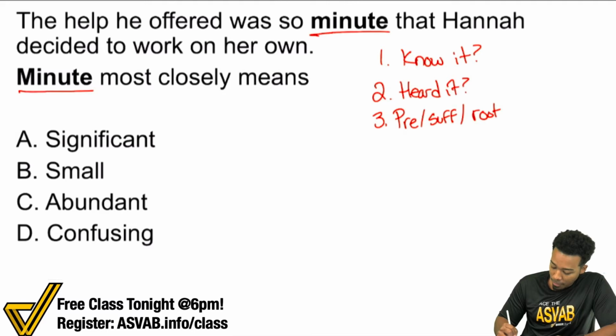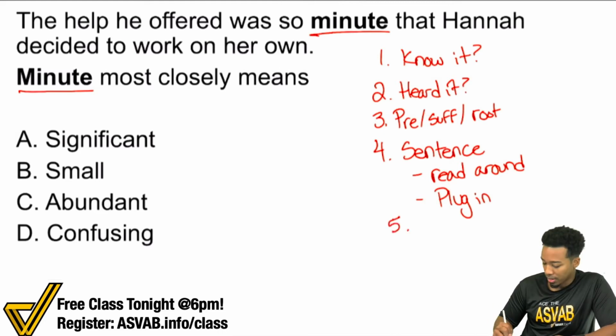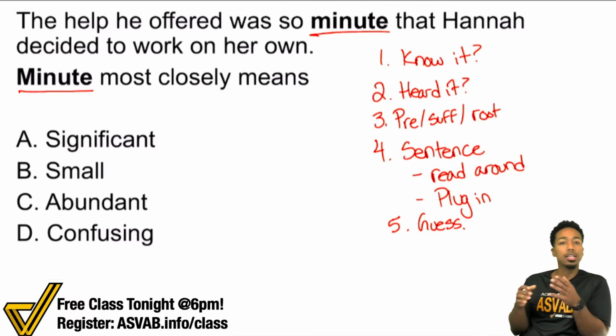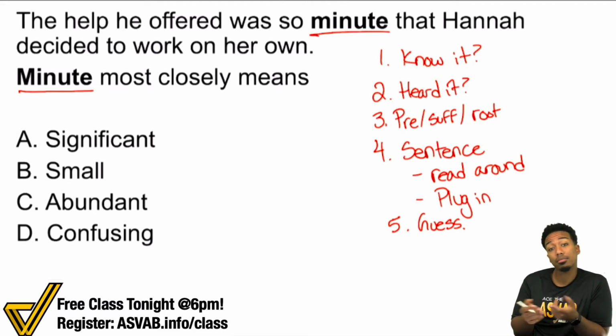No? Well, then if we're dealing with a sentence question, use the context. Read around. Context clues. You can also plug in the answers. And then if after all that, all else fails, take an educated guess. But you see that there's a structure here that you can follow. Really give yourself the best chance at getting a confusing question right. Let's try it out.